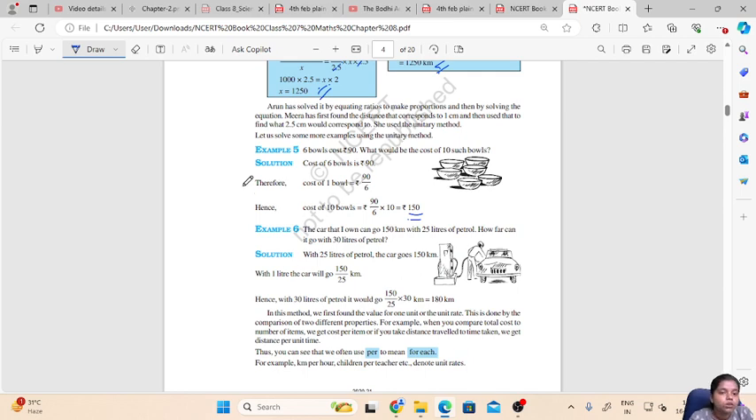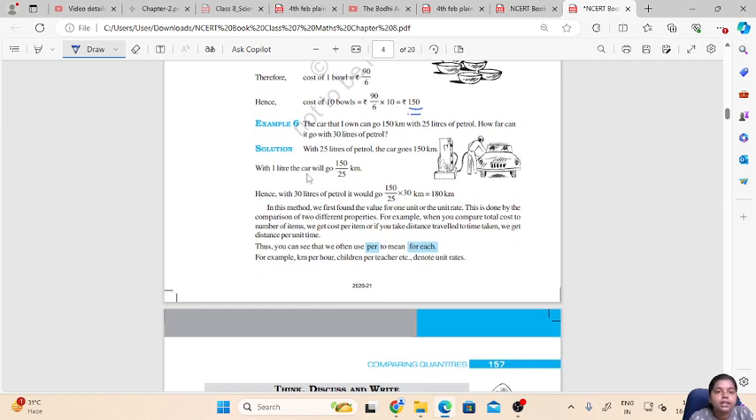Okay, so here in this example, the car that I own can go 150 kilometer with 25 liter of petrol. How far can it go with 30 liters of petrol? So what we have to do: with 25 liters of petrol, the car goes up to 150 kilometer. So with 1 liter the car will go 150 by 25. So we have to multiply it with 30, and the answer is 180 kilometer. So with 30 liter of petrol, the car can go up to 180 kilometers.